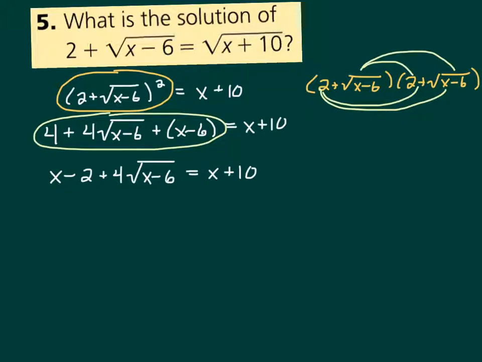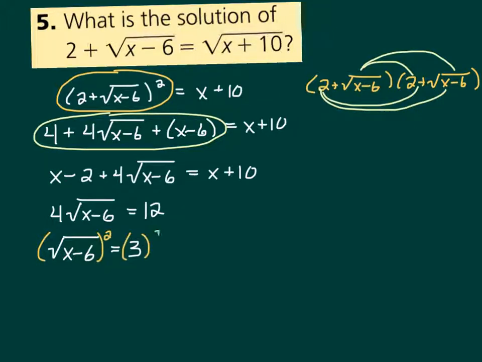We want to isolate the radical, so subtract this x over, add 2 over, so we have 4 root x minus 6 is 12. Divide each side by that 4, I get root x minus 6 is 3. At that point I square each side. I get that x minus 6 is 9, so x is 15.